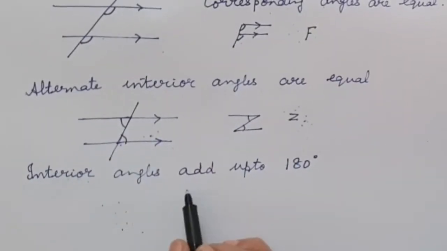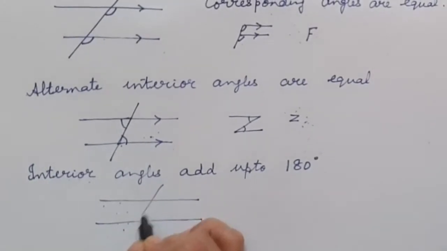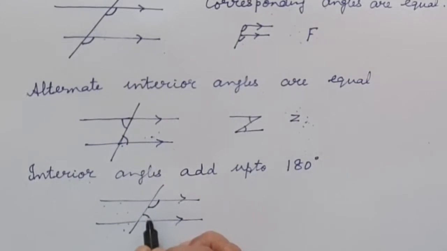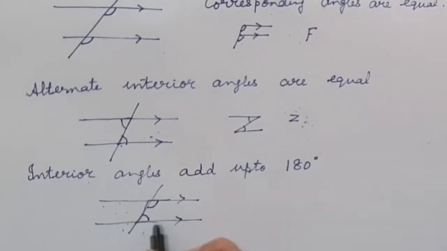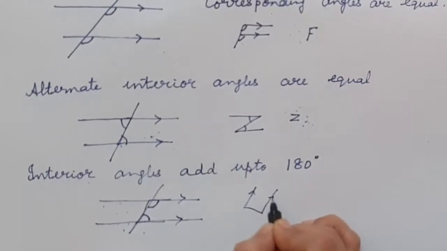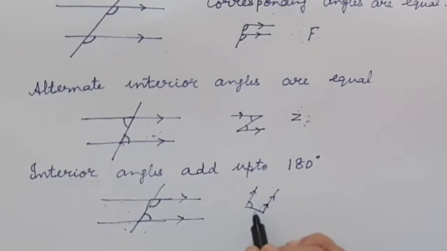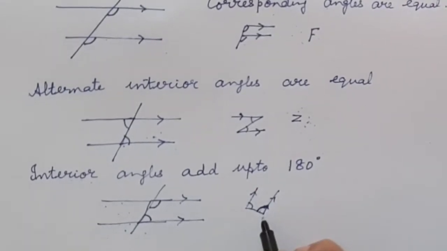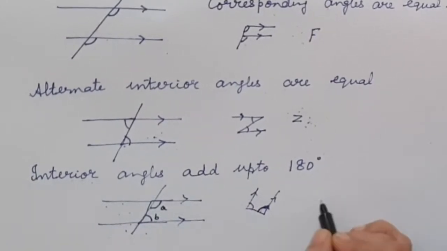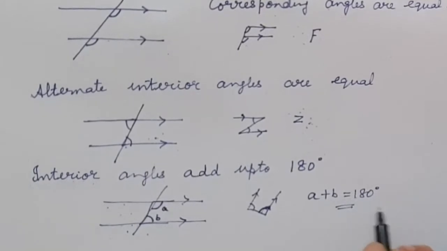Now the next thing, interior angles add up to 180 degrees. This too is between the parallel lines only. That is, these two are parallel lines. These two are interior angles. That is, it will form an alphabet U. So when they form a U, this is between the parallel lines and these two angles are interior angles. Suppose you name them A and B, when you add A plus B, it will be equal to 180 degrees.